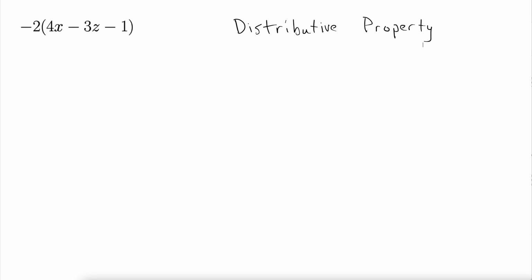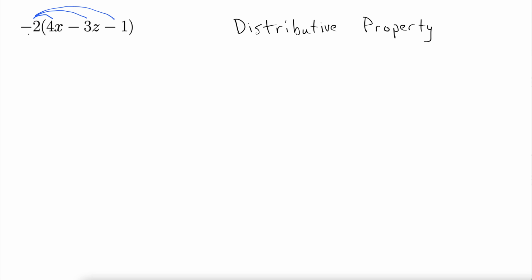Okay, let's practice the distributive property. So here we have negative 2 times (4x minus 3z minus 1) in parentheses. And what the distributive property does is it takes this negative 2 out to the front and multiplies it through to all three of these terms inside the parentheses.